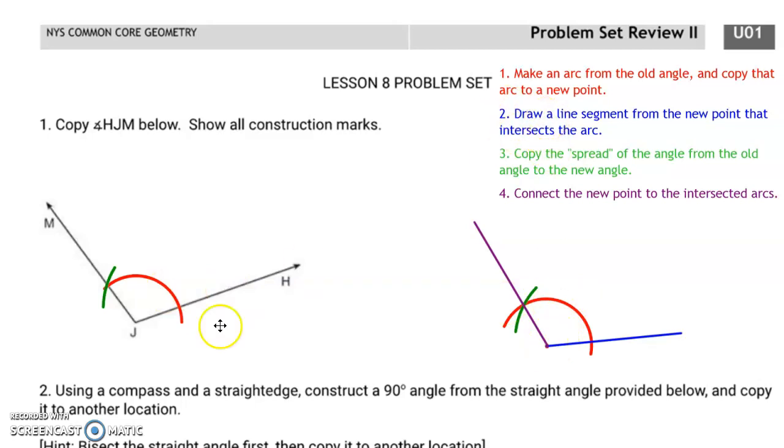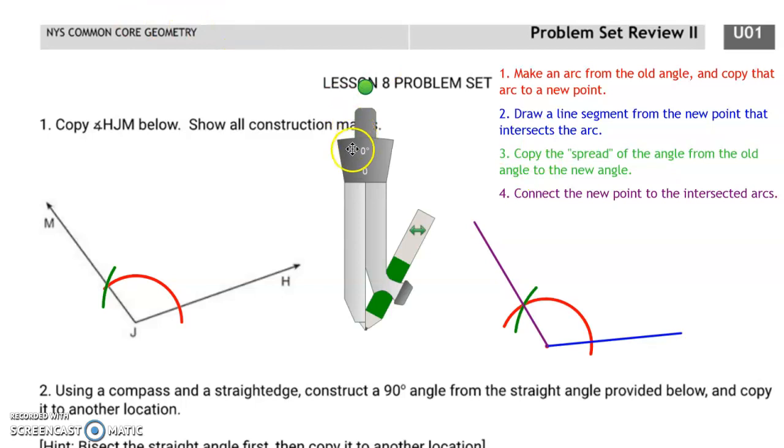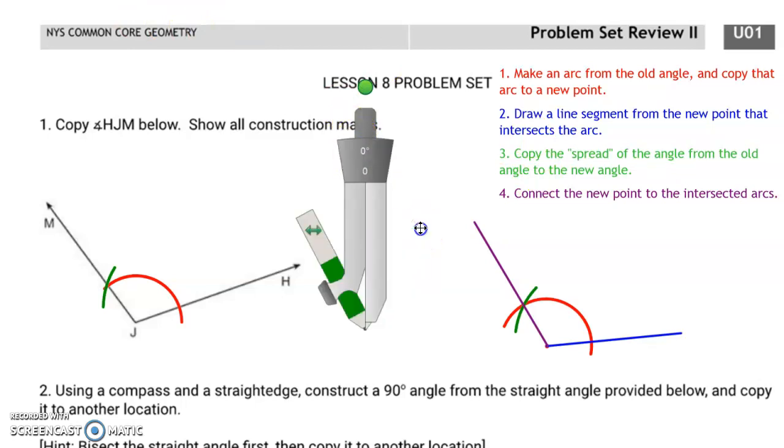Step number 2 was to draw a line segment. This line segment is already here. I drew any old line segment that I wanted. It doesn't have to be the same slope as the original line segment, just any old line segment. Then for step 3, copy the spread. Remember that spread is a measure of how open the angle is here.